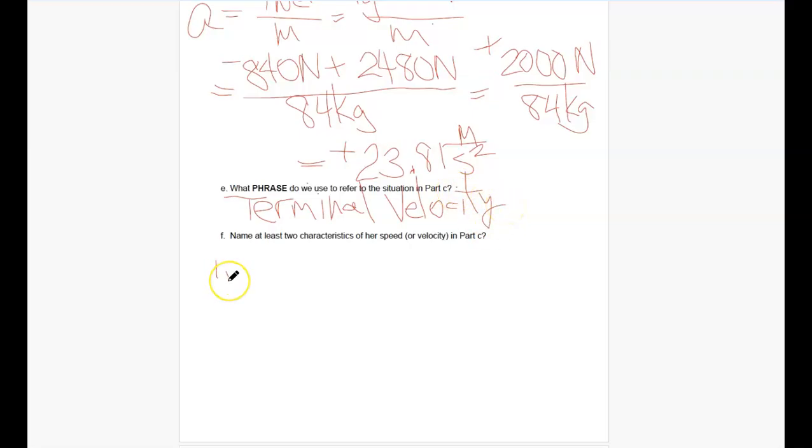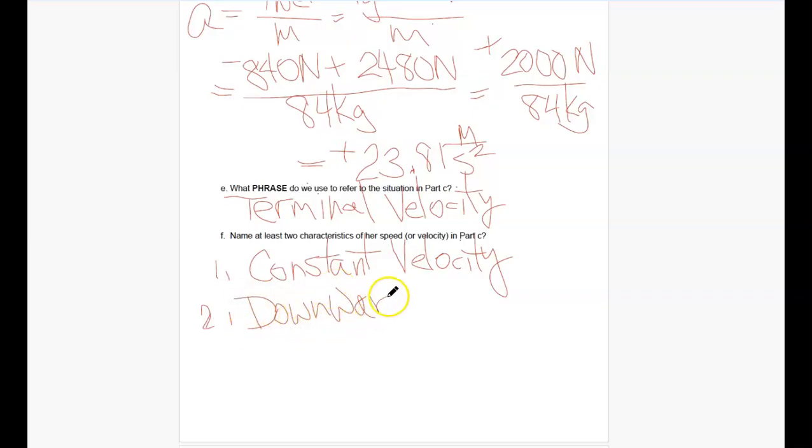And what are the characteristics? I say to name at least 2. We can probably come up with 3 here. It's a constant velocity. She stops accelerating. Does that mean she stopped her velocity entirely? No, her velocity is still downward, and it's still very fast.